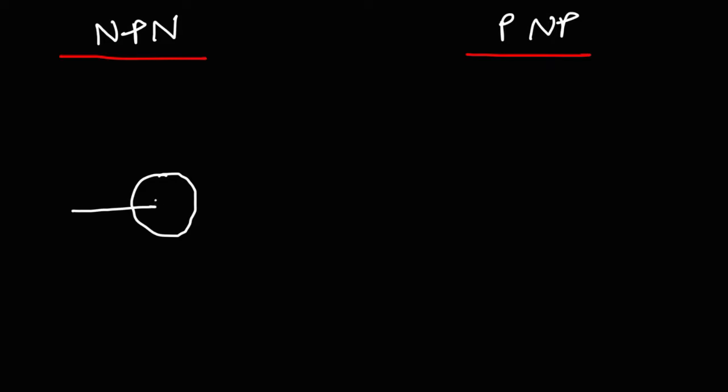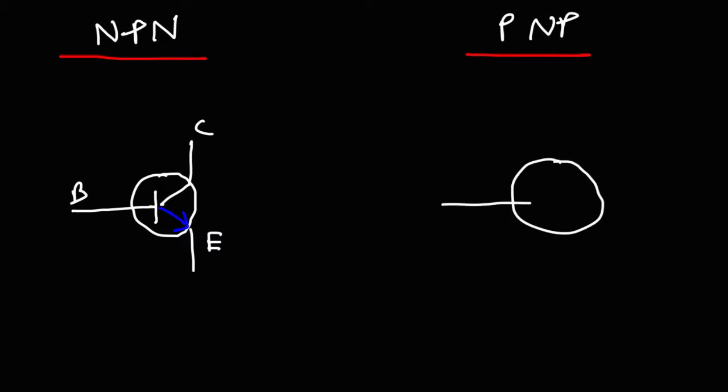First, draw a circle, and then draw the base. The emitter points away from the center of the transistor. Let me use a different color to represent that. So that is the emitter. Whenever you see the arrow, that is the emitter part of the transistor. This is the base, and that is the collector. The base always is in the middle. So now for the PNP transistor, the base is going to be in the same location, but this time the emitter is going to be pointing towards the center as opposed to away from the center of the transistor. So this is the emitter, that's the collector, and this is the base.